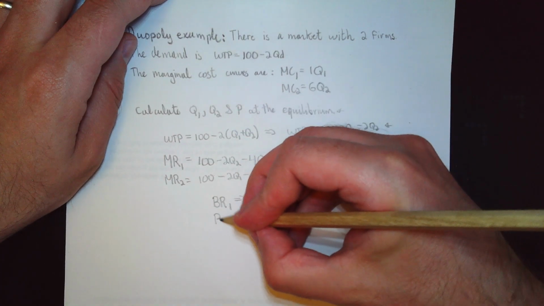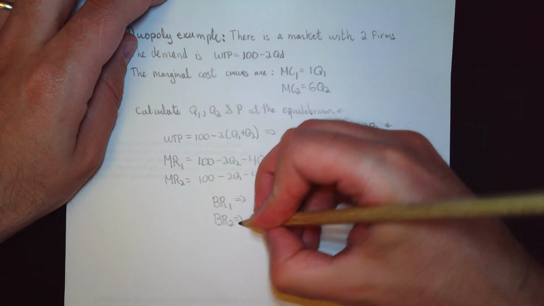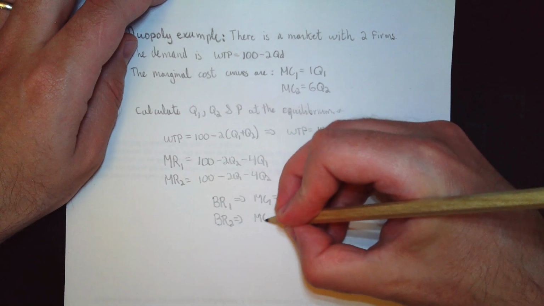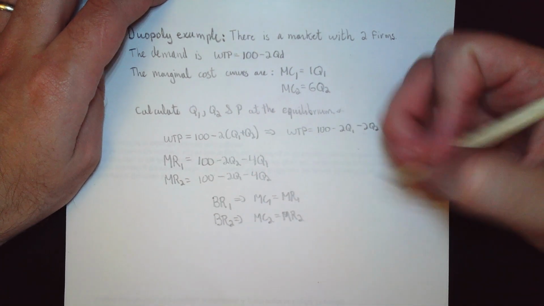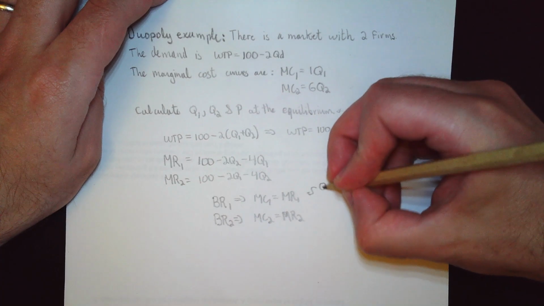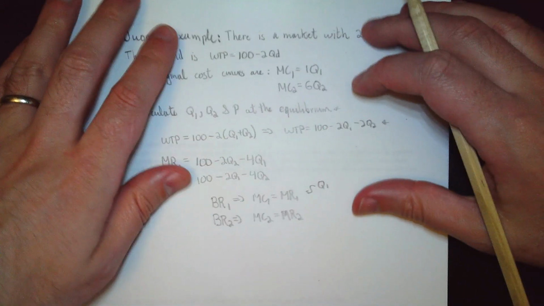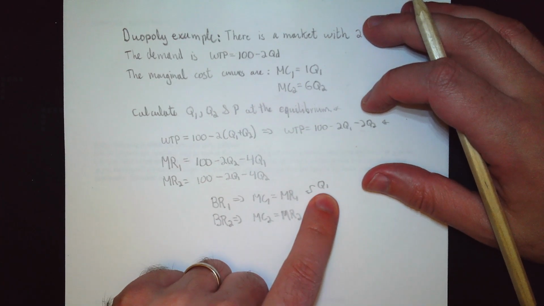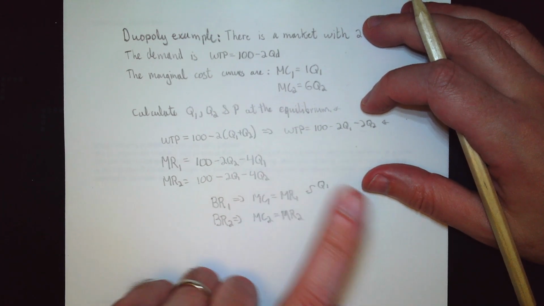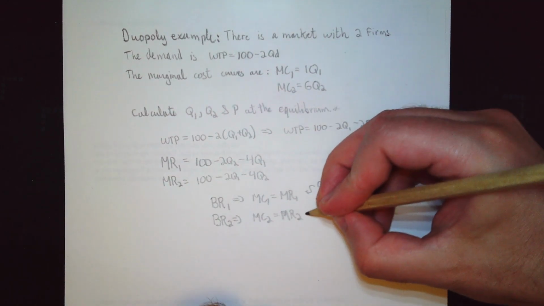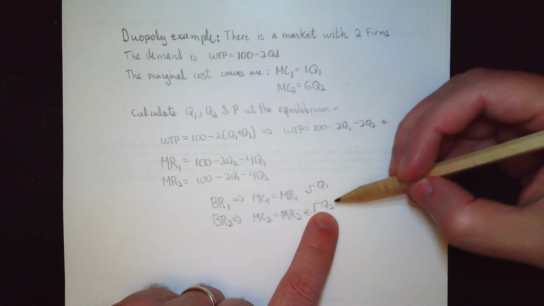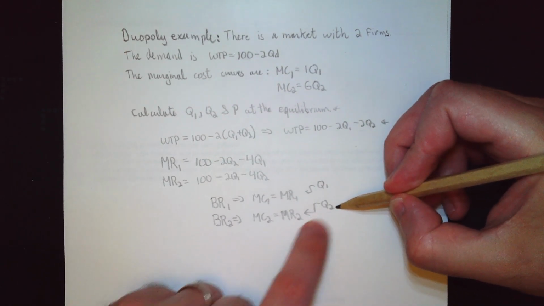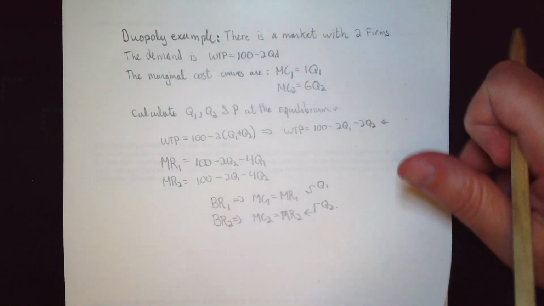And the best response function for the second firm will be where MC2 is equal to MR2. In this equation here, we'll solve for Q1. This Q1, this quantity, is the best response of firm 1 to the quantity that the second firm will produce. In this equation here, we will solve for Q2. This Q2 is the best response to the quantity that the second firm wants to produce as a function of what the first firm does. Okay, that's our problem.